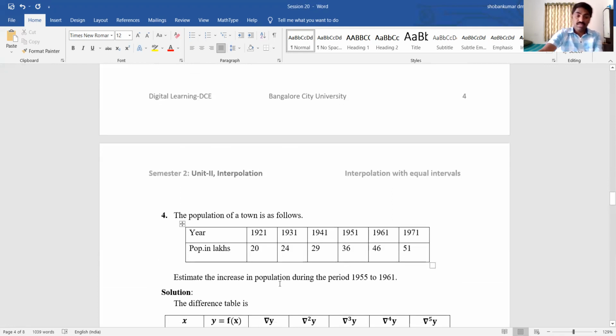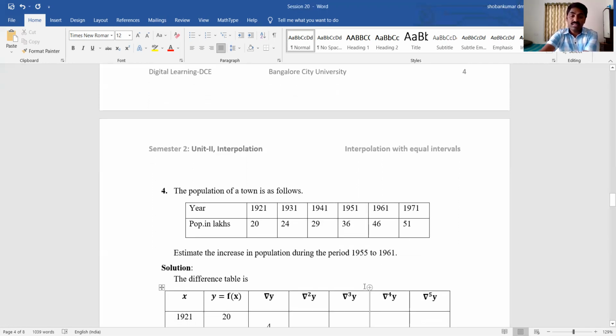And one more example, the population of a town is as follows. In the year 1921, 20 lakhs. In the year 1931, 24 lakhs. In the year 1941, 29 lakhs. 1951, 36 lakhs. 1961, 46 lakhs. 1971, 51 lakhs. Estimate the increase in population during the period 1955 to 1961.